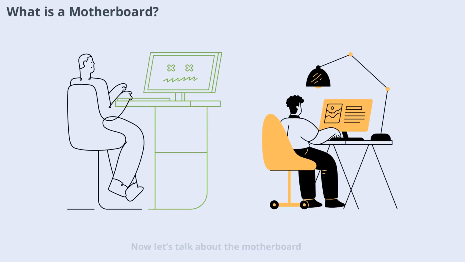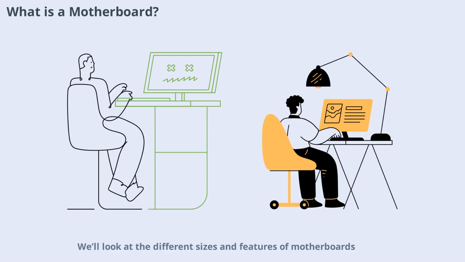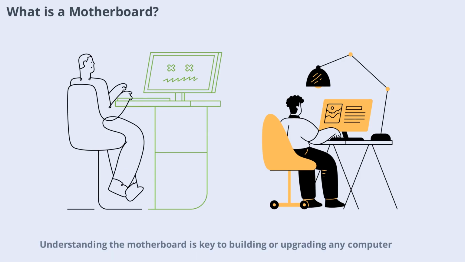Now let's talk about the motherboard. Think of it as the backbone of your computer. The motherboard connects all the different components, including the processor, memory, storage, and expansion cards. It provides the pathways for data to travel and ensures everything works together seamlessly. Without a motherboard, your computer's parts would have no way to communicate. We'll look at the different sizes and features of motherboards, and why compatibility with your processor is so important. Understanding the motherboard is key to building or upgrading any computer.